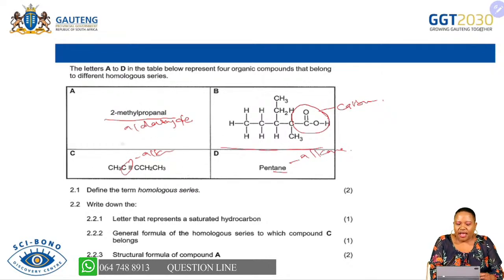And even here, we are given a structure, a condensed structure. We can write the name. We can also write the structural formula. And then here we are given a name. We can draw the structure.